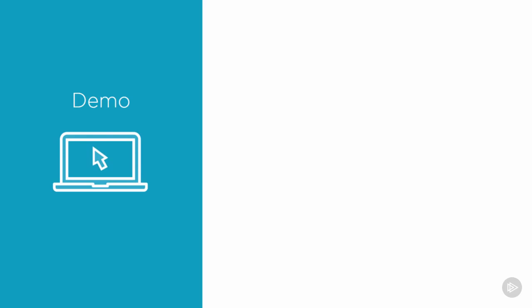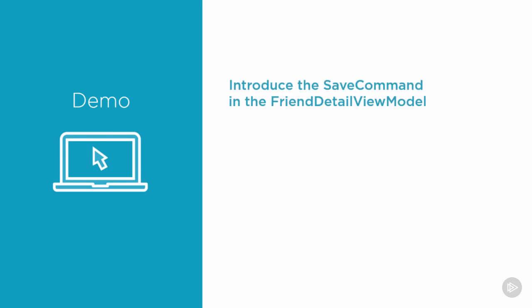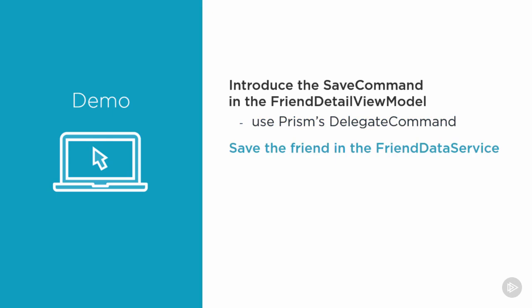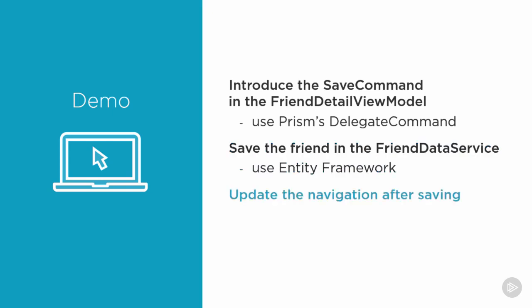In this demonstration, we will introduce the save command in the friend detail view model, and we will use Prism's delegate command class as an ICommand implementation. We will save the friend when the command is executed in the friend data service. To save the friend, we will use Entity Framework. Finally, we have to update the navigation after the friend has been saved, so that we can see the current name of the friend in the navigation.